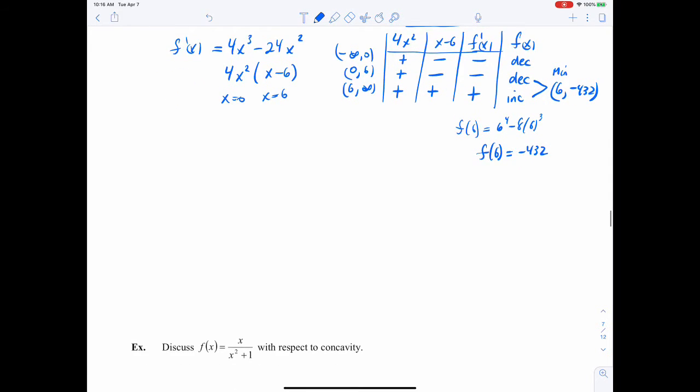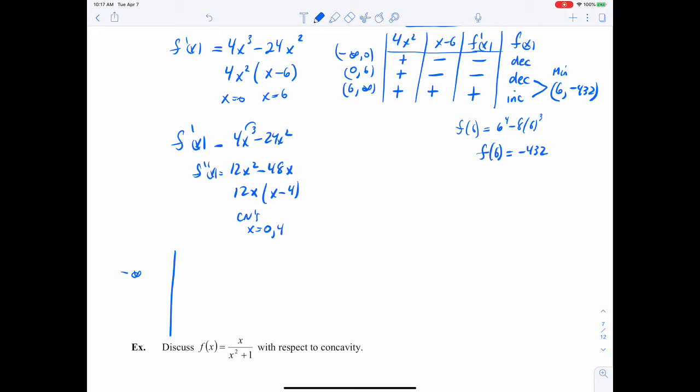Now, our next evidence is our second derivative. So I take that first derivative, 4x cubed minus 24x squared. Now I get 12x squared minus 48x as my second derivative. I'm going to take out a 12x, which gives me x minus 4. So now my critical numbers here, x equals 0 and 4. So when I make my chart here, I have negative infinity to 0, 0 to 4, and 4 to positive infinity. And I have 12x, x minus 4 as my factors.